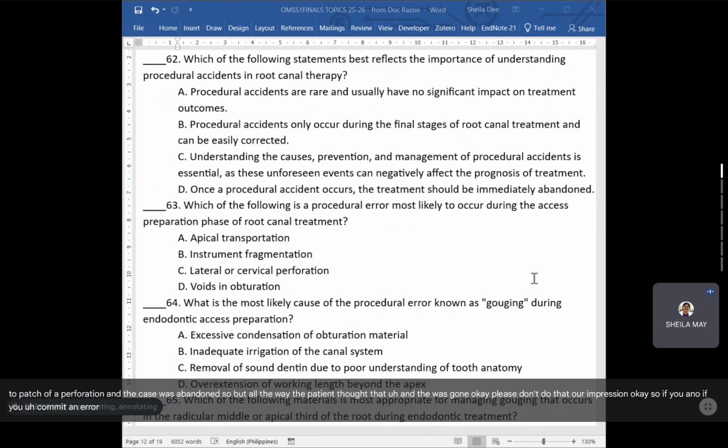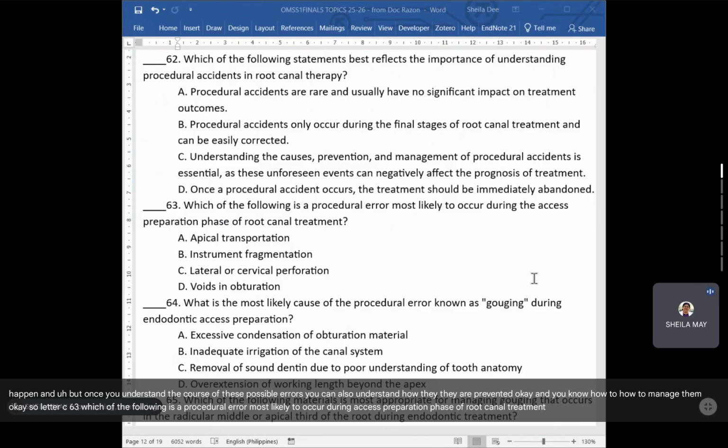So if you commit an error, basically you have to be really attentive as much as possible. Try not to make a major error. You prepare well so that it doesn't happen. Once you understand the cause of these possible errors, you can also understand how they are prevented, and you know how to manage them. Okay, so letter C. 63. Which of the following is a procedural error most likely to occur during access preparation phase of root canal treatment?